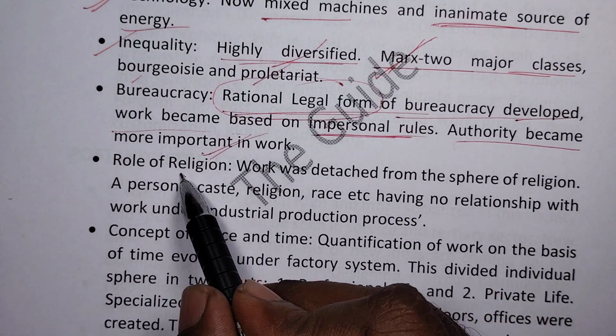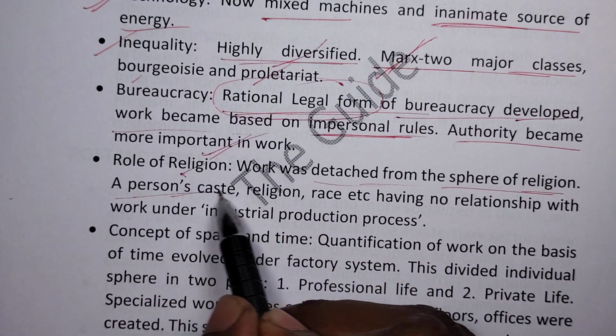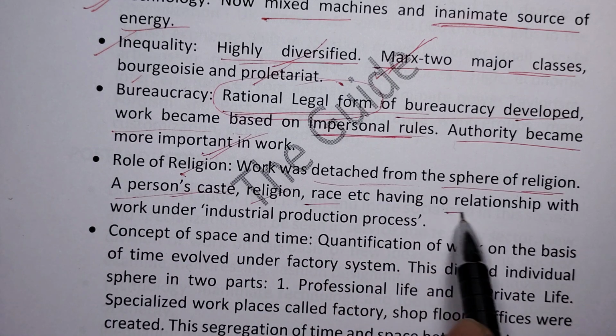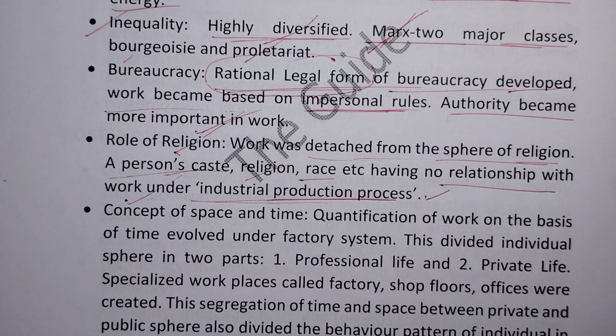Role of religion. Work was detached from the sphere of religion. A person's caste, religion, race, etc. have no relationship with work under the industrial production process.